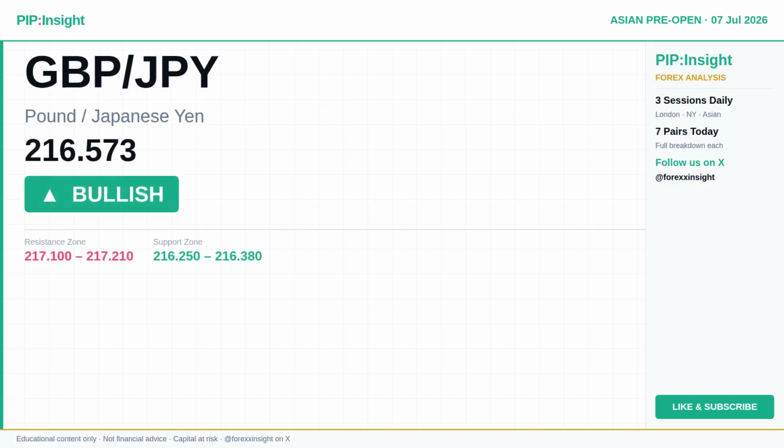Pound yen. The chart is showing bullish structure on this session. The 4-hour trend is to the upside. Resistance is marked between 217.1 and 217.21. Support is marked between 216.25 and 216.38. Here is the full chart breakdown.